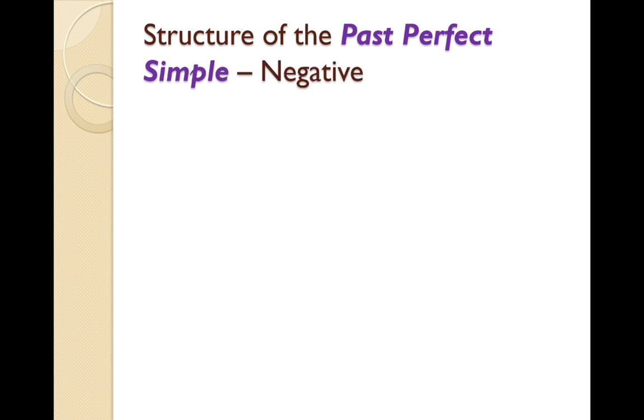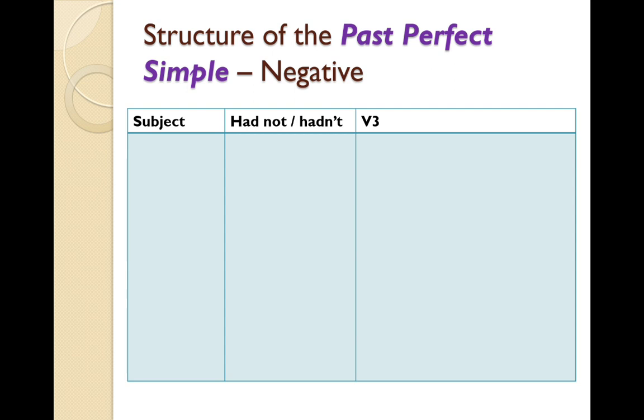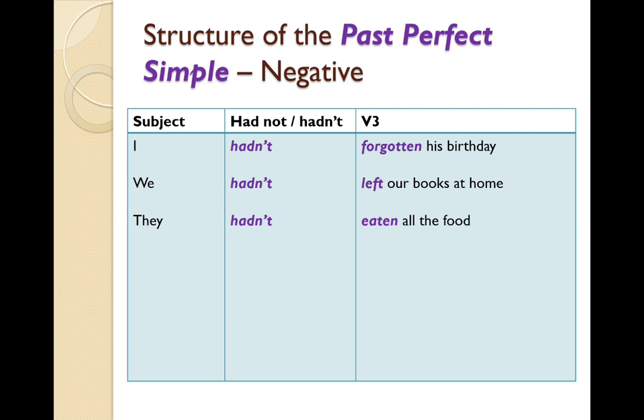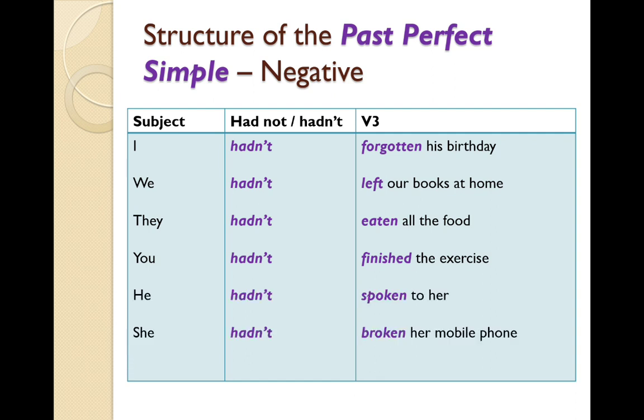Now let's look at the negatives. We form the negative in the past perfect simple with the subject plus had not, which can be contracted to hadn't, and verb 3. I hadn't forgotten his birthday. We hadn't left our books at home. They hadn't eaten all the food. You hadn't finished the exercise. He hadn't spoken to her. She hadn't broken her mobile phone. It hadn't escaped from the zoo.